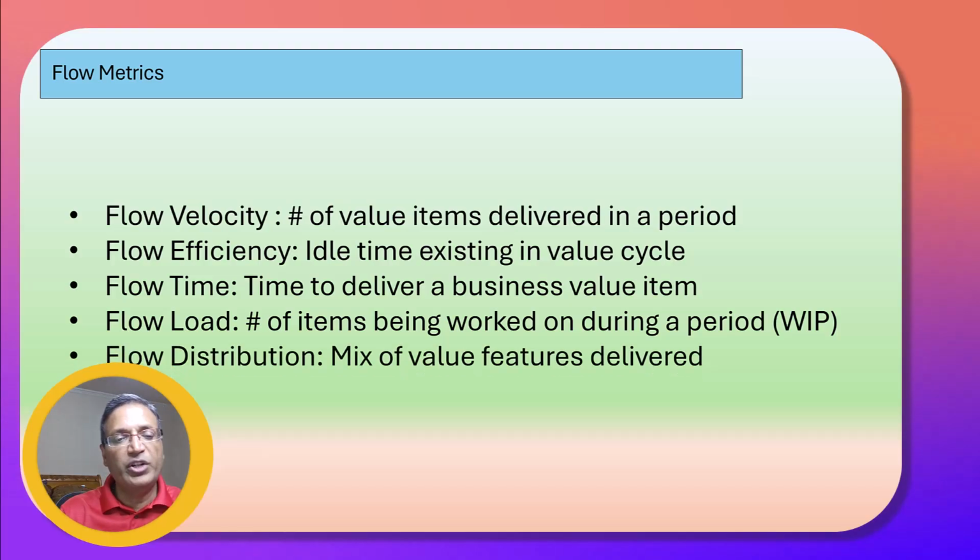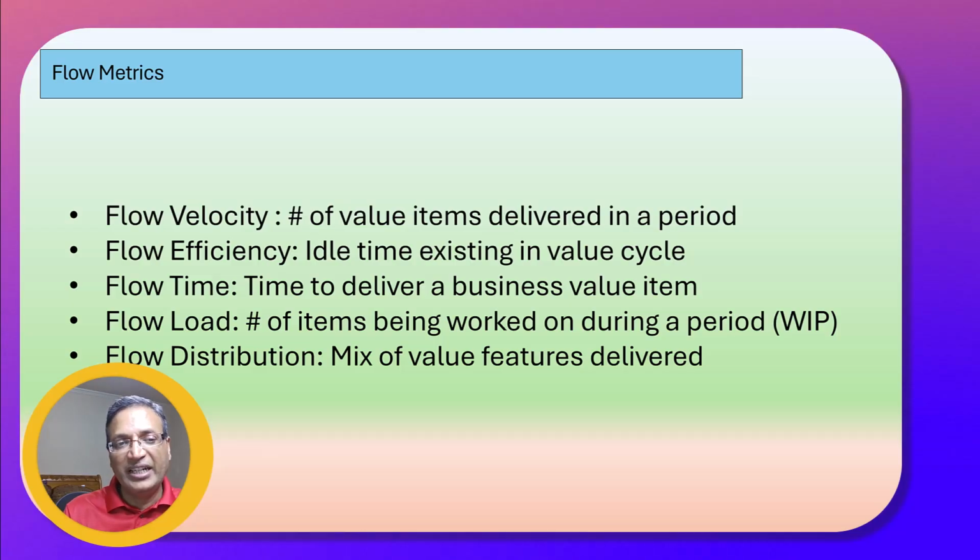And then the last is flow distribution. Flow distribution highlights the type of work being done by the team. It could be new features being developed, defects, keep-the-lights-on work, or bug fixes. So it gives you the distribution of the work that is done by the team, and it highlights where the team is spending their time.